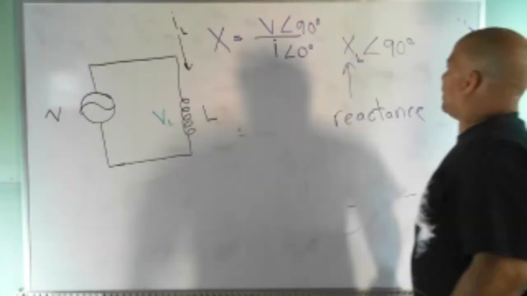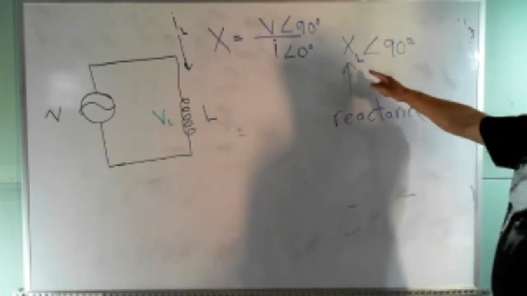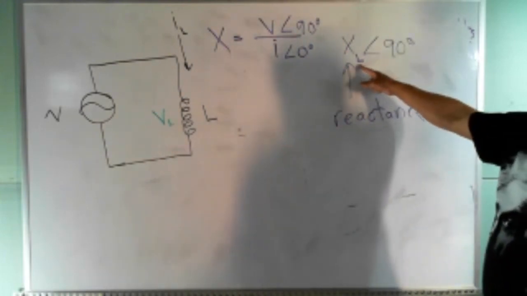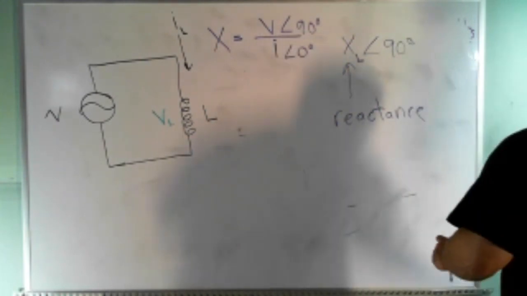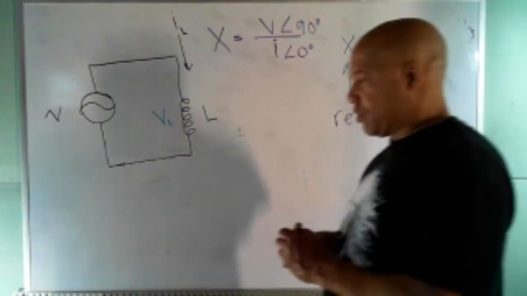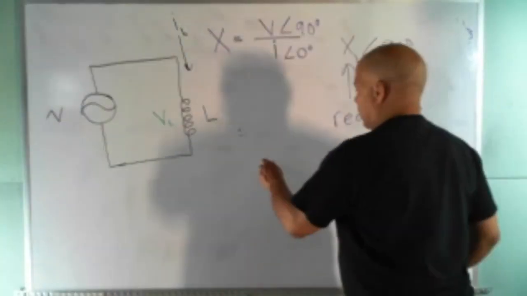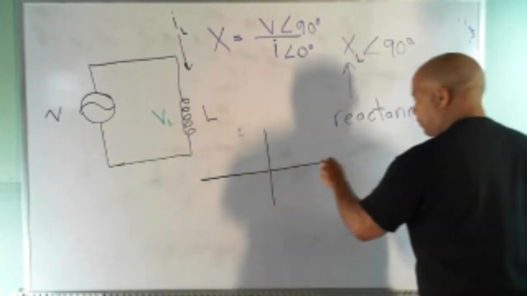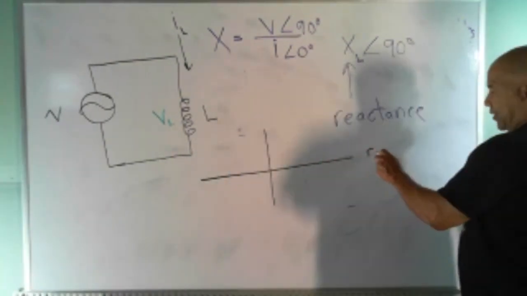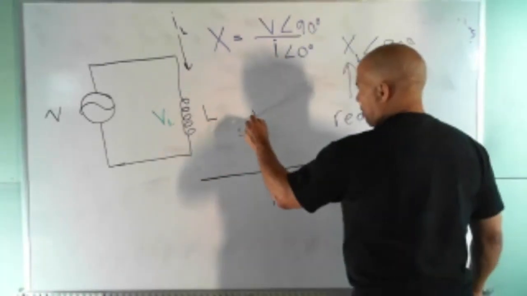And I'll show you something in just a minute. But the thing to know here is that inductive reactance has an angle associated with it. So if I want to graph it, here's what my graph is going to look like. I got the two axes. Now this was our real axis, and this was our imaginary axis.